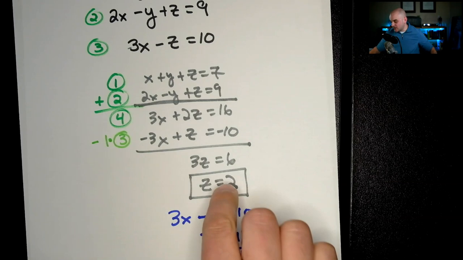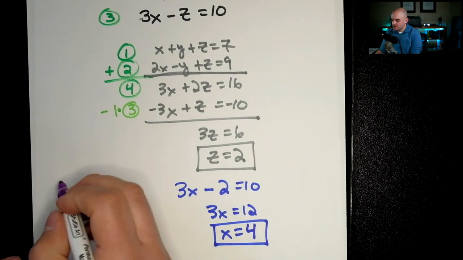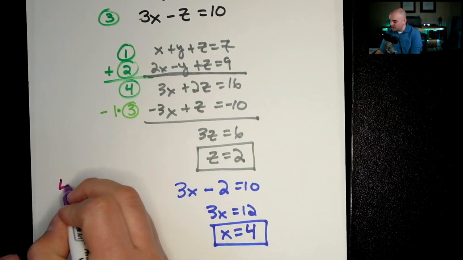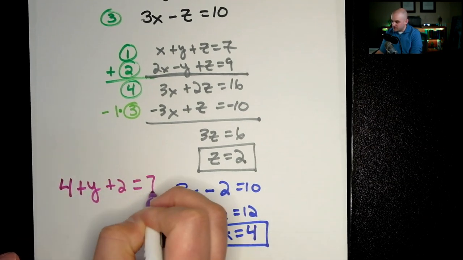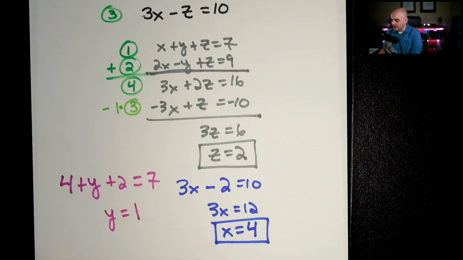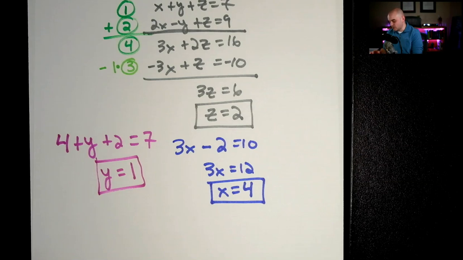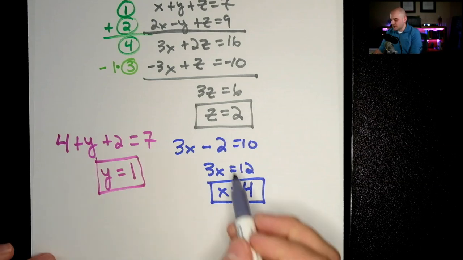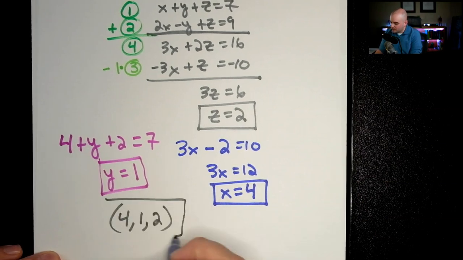Now that I know z and x, I can substitute back into, say, equation 1 and figure out my y value. So substituting in equation 1 gives me 4 plus y plus 2 equals 7. 4 plus 2 is 6, so if I subtract 6 from both sides, I get y equals 1. Now let's not leave it like this. Let's write it out as an ordered triplet. The ordered triplet goes x, y, z, so it's going to be (4, 1, 2). And there's our answer.